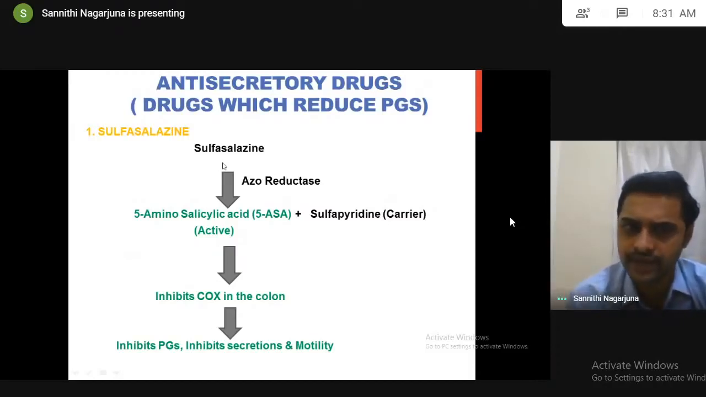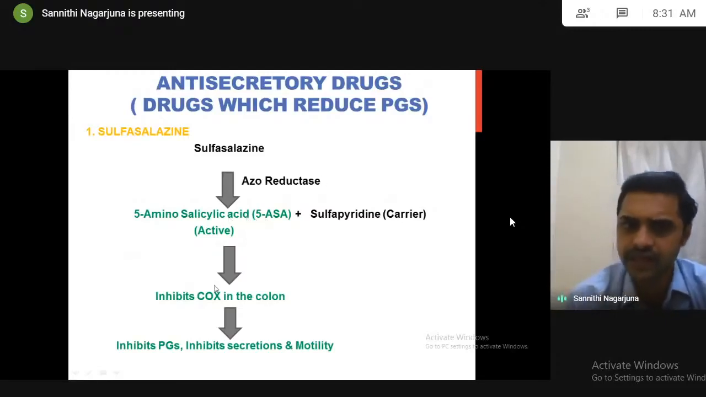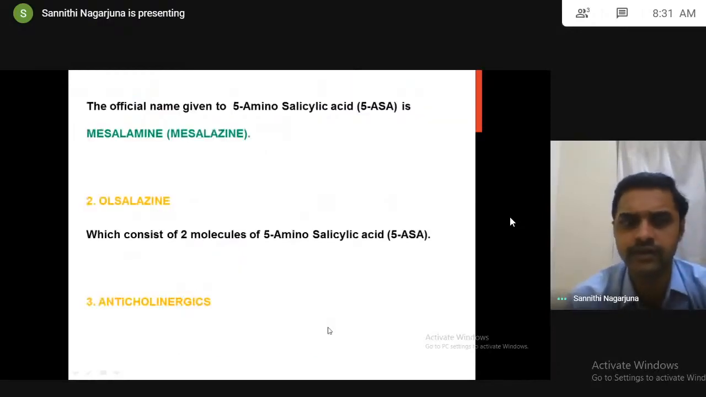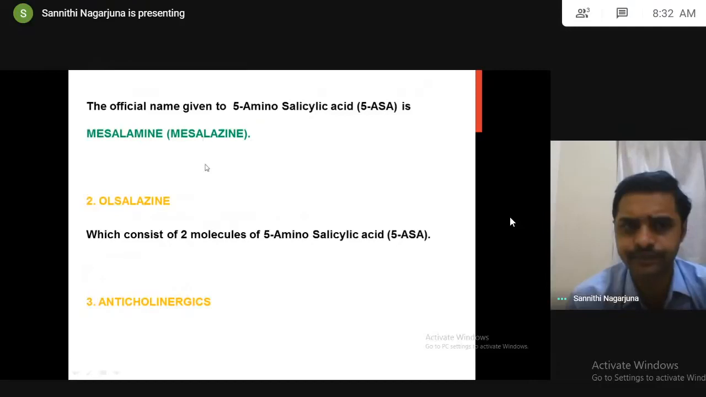Clear? Sulfasalazine is not absorbed, reaches the large intestine. In the large intestine, we have this enzyme that converts it to 5-aminosalicylic acid, which inhibits the COX enzyme in the colon, inhibits prostaglandins, inhibits secretions and motility. The official name given to 5-aminosalicylic acid is mesalamine. Acetyl salicylic acid is called aspirin, like that 5-aminosalicylic acid is called mesalamine, mesalazine.